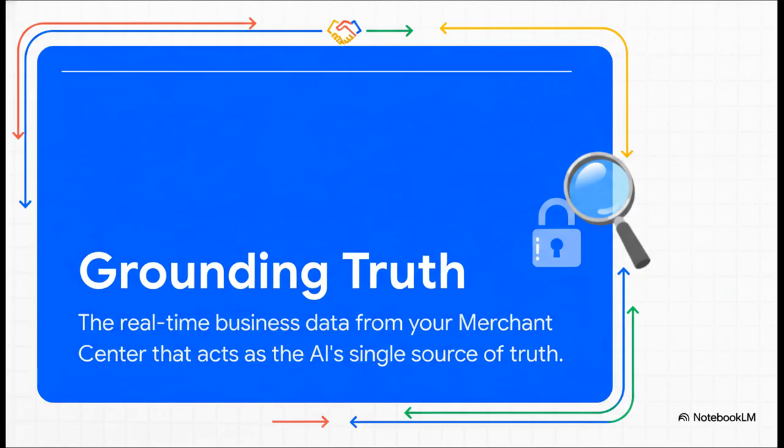Step 1. That data handshake is without a doubt the most important part. This is where you physically link your Merchant Center account. This connection is what provides the grounding truth. It becomes the single source of reality for your agent, so everything it says about your inventory is 100% true.